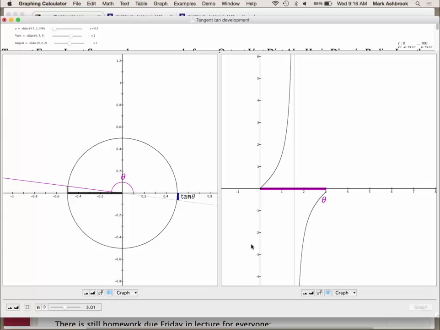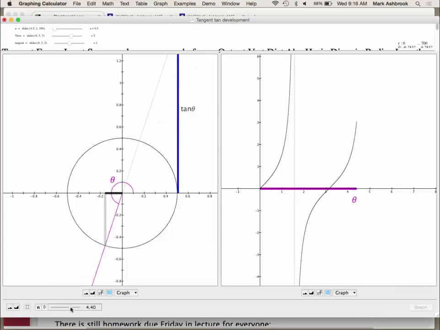All right, what about in the 3rd quadrant? As theta goes from pi to 3 pi over 2, tangent theta will go from what to what? So here, watch it. Here we go. As theta goes from pi to 3 pi over 2, tangent theta goes from what to what? 0 to infinity again, right?